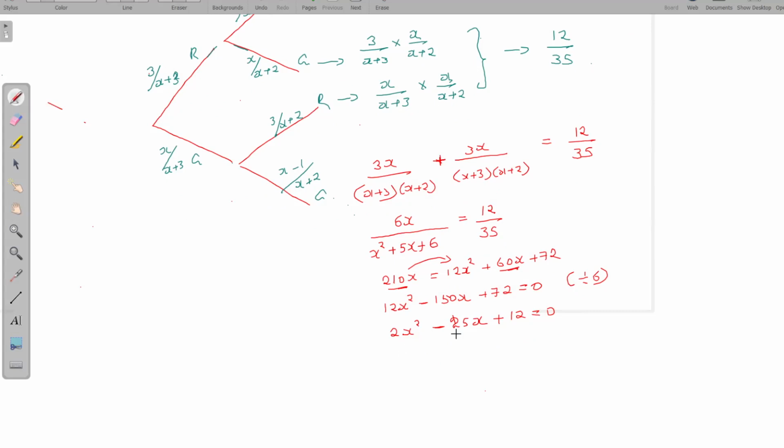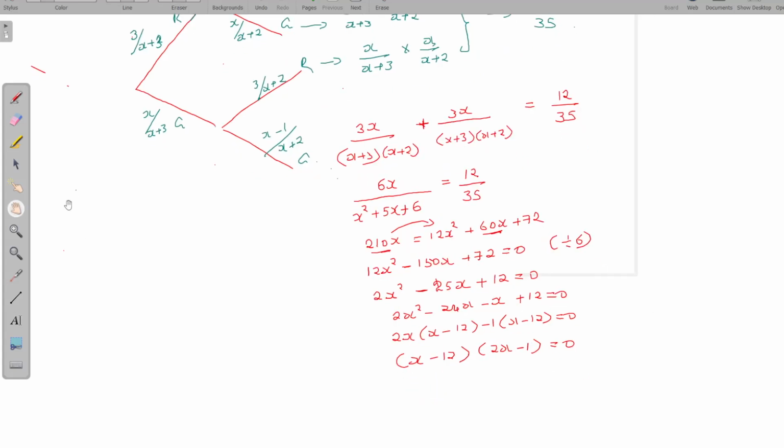25 could be 24x and 1x. So 2x squared minus 24x minus x plus 12 is 0. So 2x times x minus 12, minus 1 times x minus 12, is 0. So we have two factors, x minus 12 and 2x minus 1. One of them has got to be 0. Obviously x can't be a fraction, so we have got to take x minus 12 is 0, therefore x is 12. The number of green sweets is 12. Let's go to question 2.